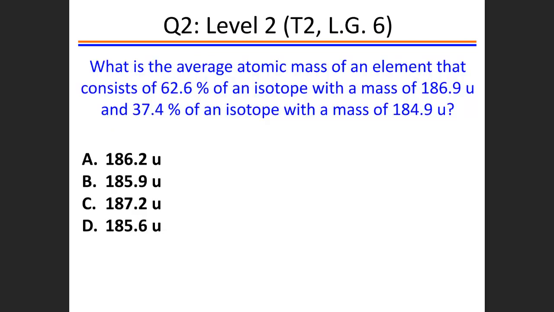What is the average atomic mass of an element that consists of 62.6% of isotope with a mass of 186.9 U and 37.4% of isotope with a mass of 184.9 U? Let's see the measurement.